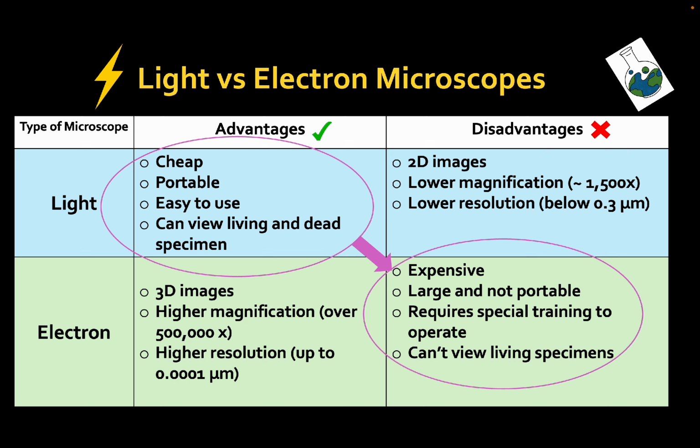And the same happens with the electron advantages versus the disadvantages. So it generates 3D images versus 2D images, high magnification and resolution versus low magnification and resolution. So that's a really nice trick because I do see this come up as a 6 marker.